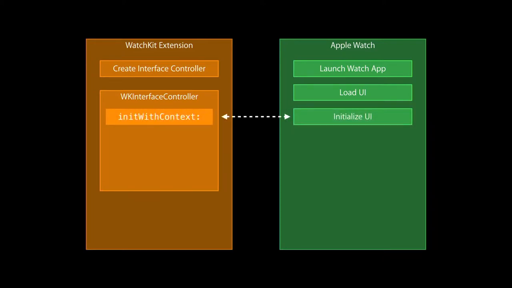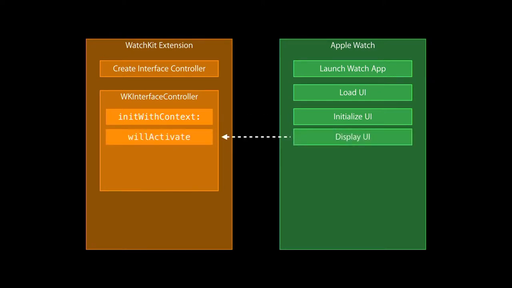Once the UI is initialized, your interface controller will receive an init with context call, giving it a chance to initialize variables for state and configure UI elements with their initial values. When the UI of your watch app is in the process of getting displayed on screen, willActivate will be called, allowing you to perform any last-minute tasks or final UI element configurations.